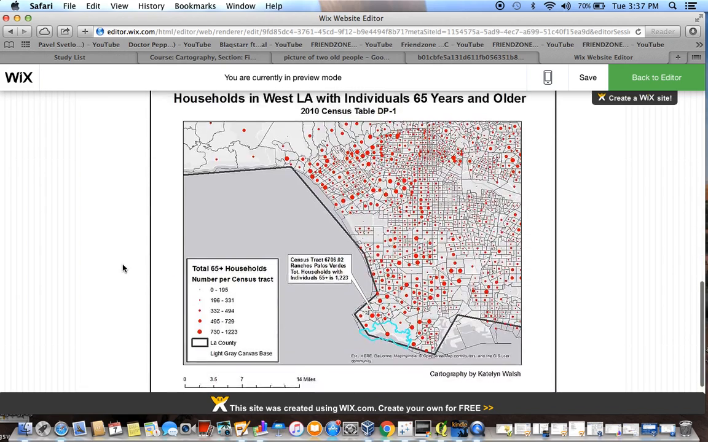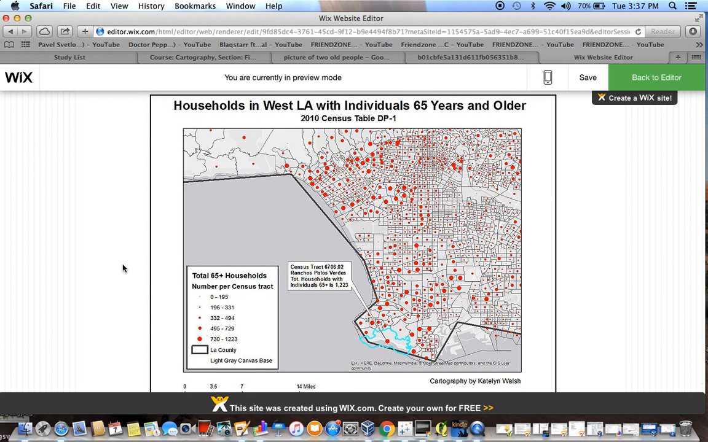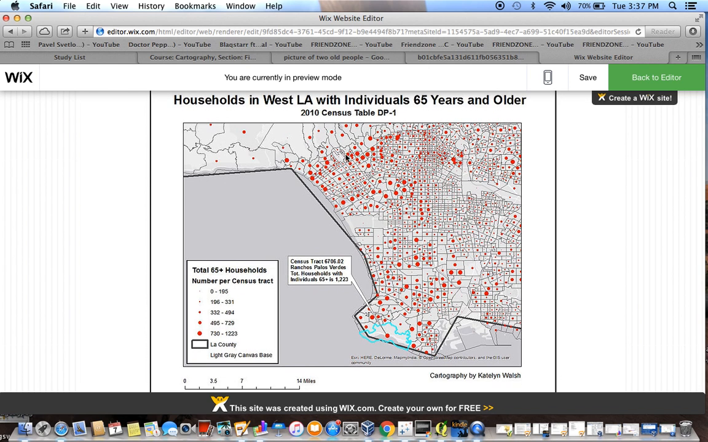My next map is a graduated symbol map showing households with individuals 65 years and older. The larger circles indicate the census tracts with more households of individuals 65 years and older. As you can see, I did a call-out annotation of census tract 6706.02, which is in Rancho Palos Verdes, because this census tract has the most number of households, 1,223 precisely, that have individuals 65 years and older.